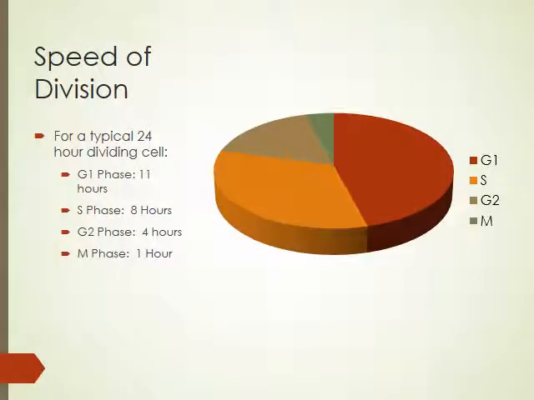For a 24-hour dividing cell, and I want to make it clear, most cells do not divide in 24 hours, but I thought I'd break it down into what your day was like. You've got G1 phase. G1 phase will last about 11 of those hours. This is where you're looking for food.